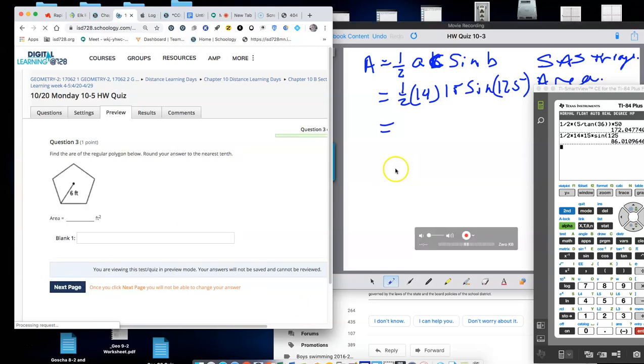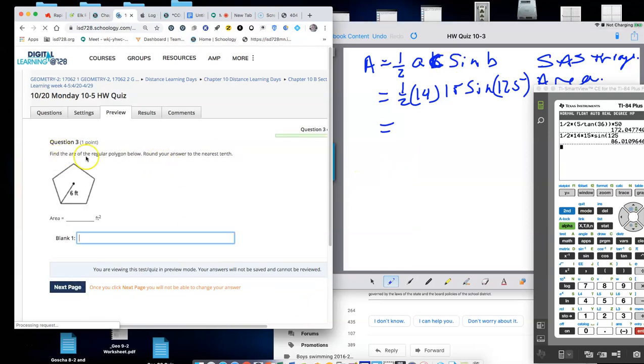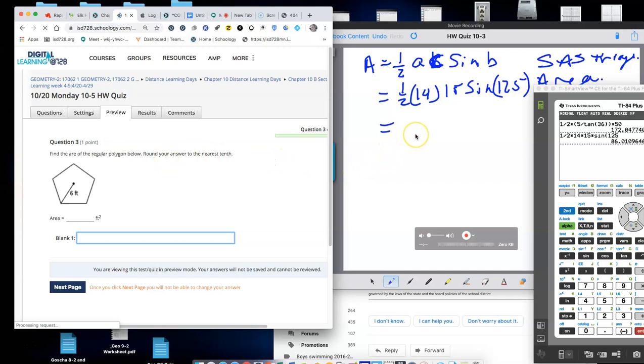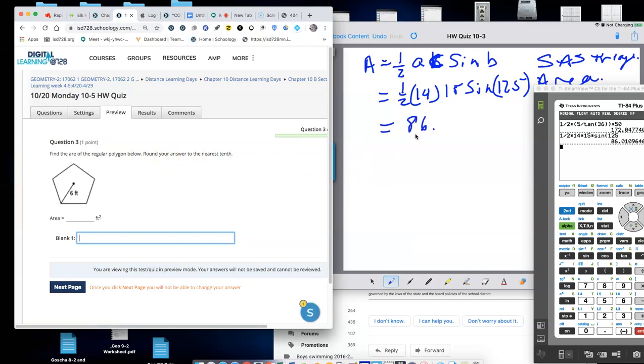Now, in this next one, I have something here. Find the area of a regular polygon below. Round your answer to the nearest tenth. And I should write that answer in from a previous one here, 86.0. Okay, now, this next one is about a pentagon again.